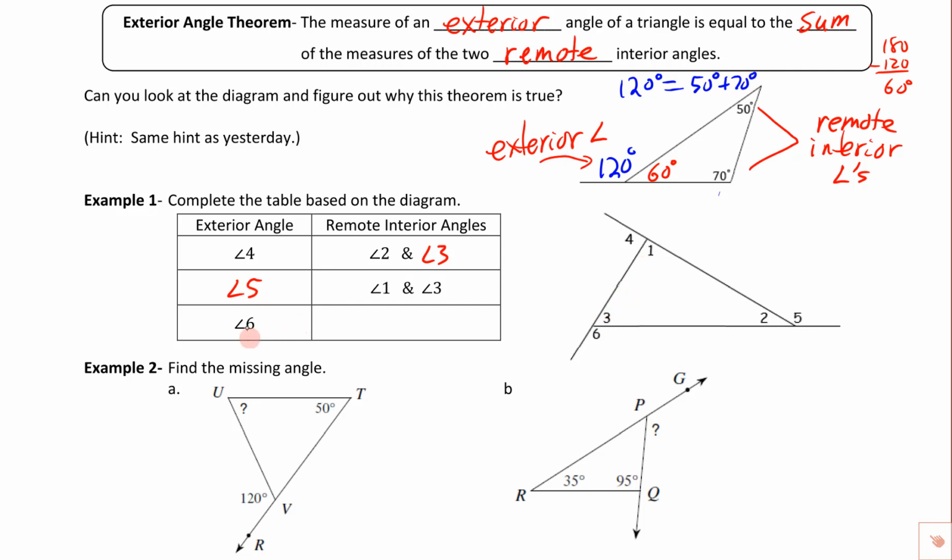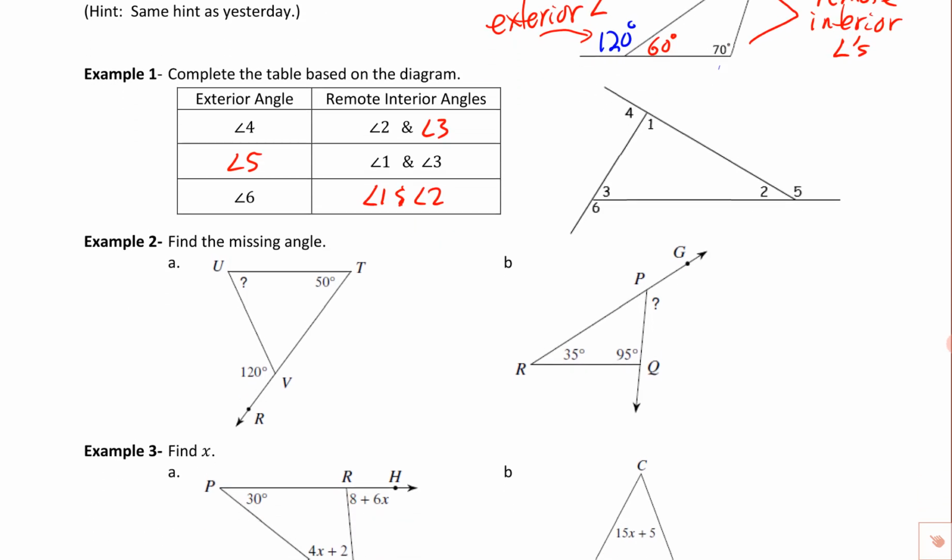And then the last one says if the exterior angle is angle 6, then what are the two remote interior angles? Well, the two remote interior angles are over here. So that would be angle 1 and angle 2. All right, so if we're talking about angle 6, the two remote interior angles would be angle 1 and angle 2.